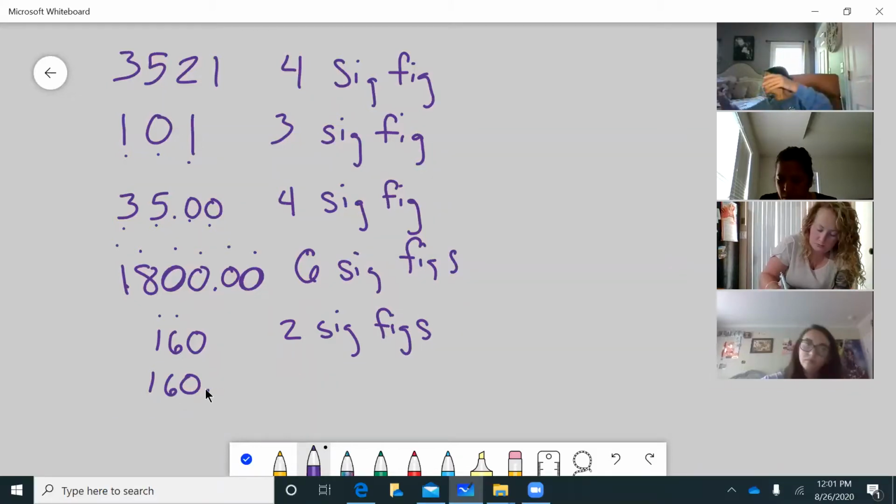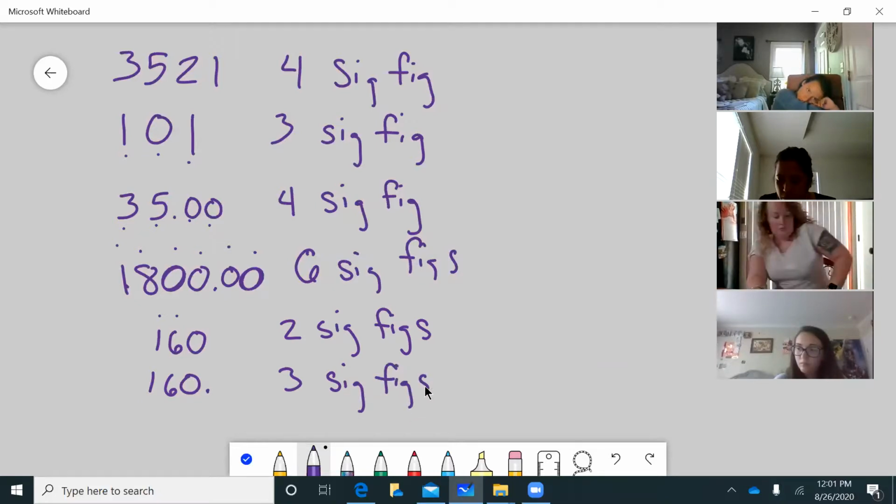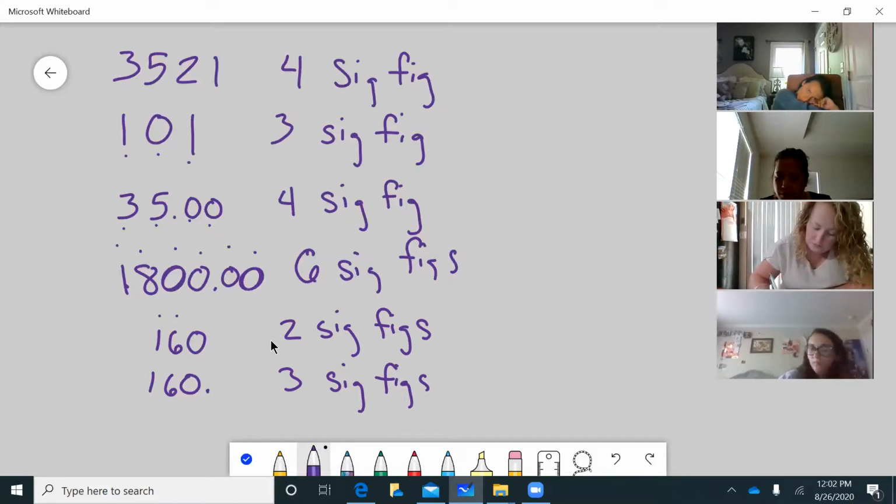This one down here doesn't have an inferred decimal. It has an actual decimal written in place. So in this case, the 1 is significant, the 6 is significant, and the 0 is also significant because the 0 comes after the beginning number before the decimal. So 3 sig figs. Again, what is this whole sig fig thing about? It's telling us how precise our number is. So when doing measurements, we want to have more sig figs.